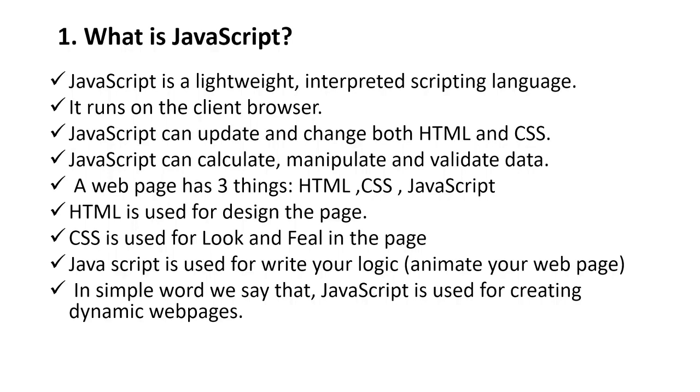A web page has three things: HTML, CSS and JavaScript. HTML is used for designing the page. CSS is used for look and feel of the page. JavaScript is used for writing your logic. In simple words, we say that JavaScript is used for creating dynamic web pages.